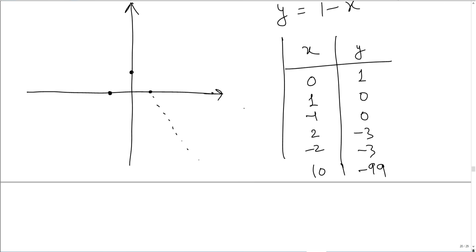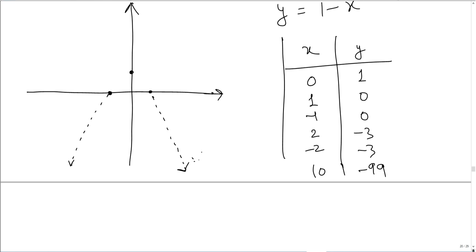As you increase the values of x, the values of y are increasing in the negative direction. Similarly, as you increase negative values of x, values of y are increasing in the negative direction. So the graph is going something like this. It won't be linear because it's squared, so it would increase more rapidly. It would increase very fast.